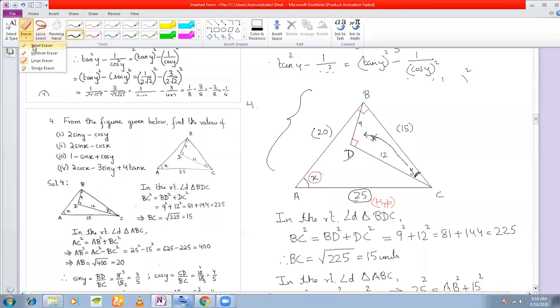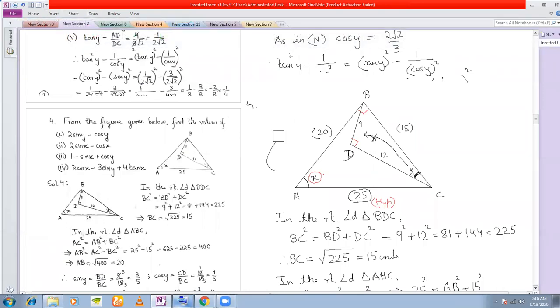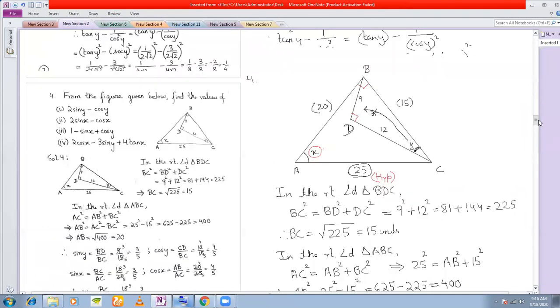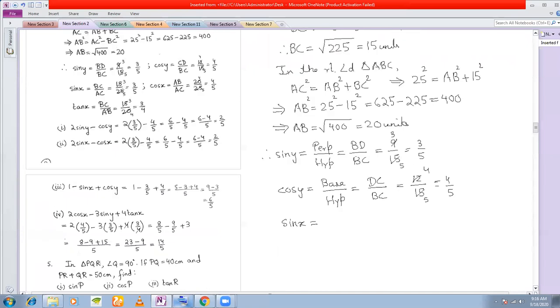So with that in mind, I'll find out the ratios. The first one is sin x. So sin x is perpendicular by hypotenuse.